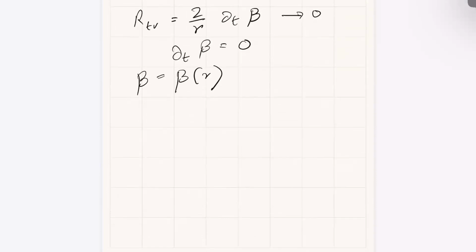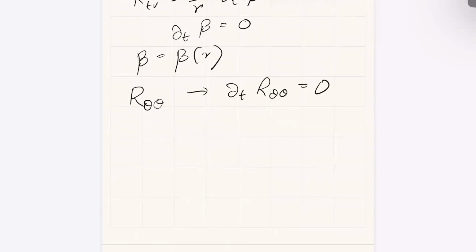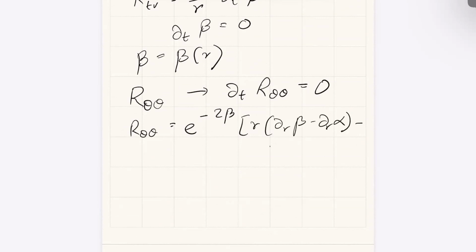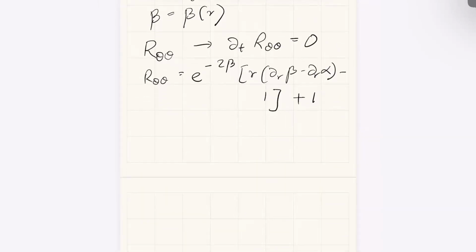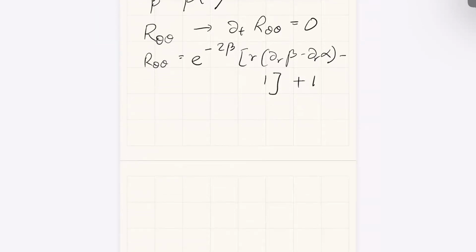Now, furthermore, if I consider R theta theta, and I take a temporal derivative of R theta theta, we will see that this goes to 0. What I had R theta theta as, and you will find this in my note, is e to the power of minus 2 beta times r times (dr beta minus dr alpha) minus 1 plus 1. Stating that the temporal derivative of R theta theta goes to 0, you will see that this implies del r del t of alpha equal to 0. That must mean that alpha is a function that looks like this.